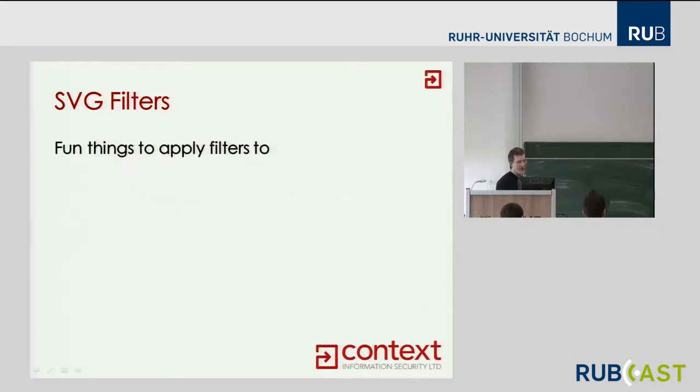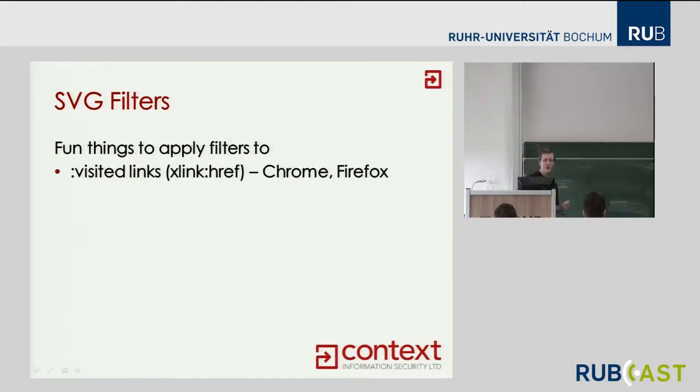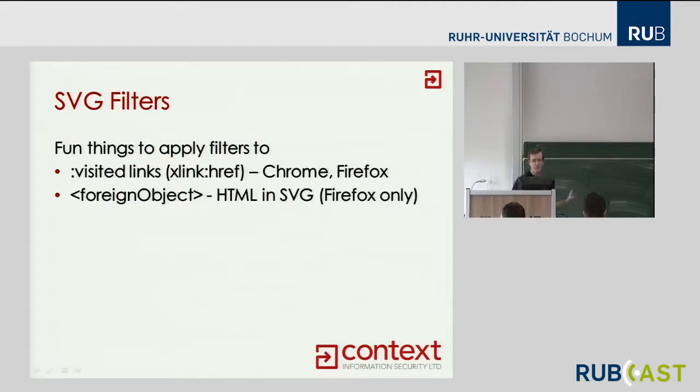So looking at SVG filters, you can obviously apply them to lines and shapes in SVG. But there are also some interesting things you can apply them to. Inside of SVG, you can have links, just like you can in HTML. And those links can be styled with CSS. So you can have links that are different colors, depending on if they're visited. Chrome and Firefox support that. I think IE doesn't support the coloring.